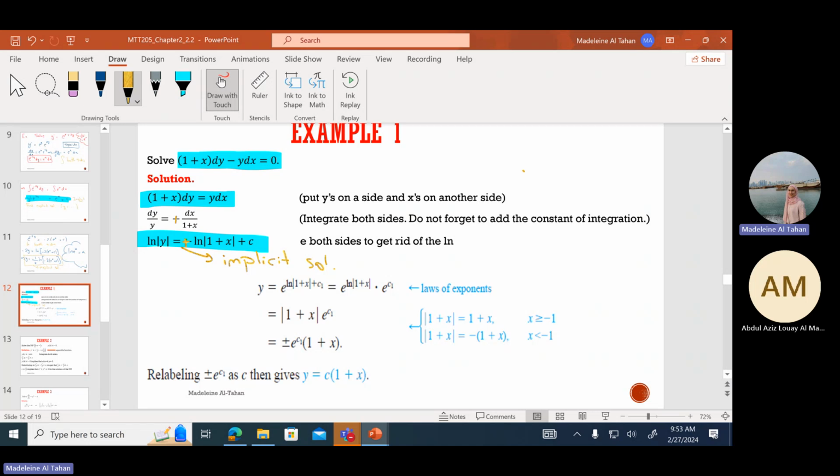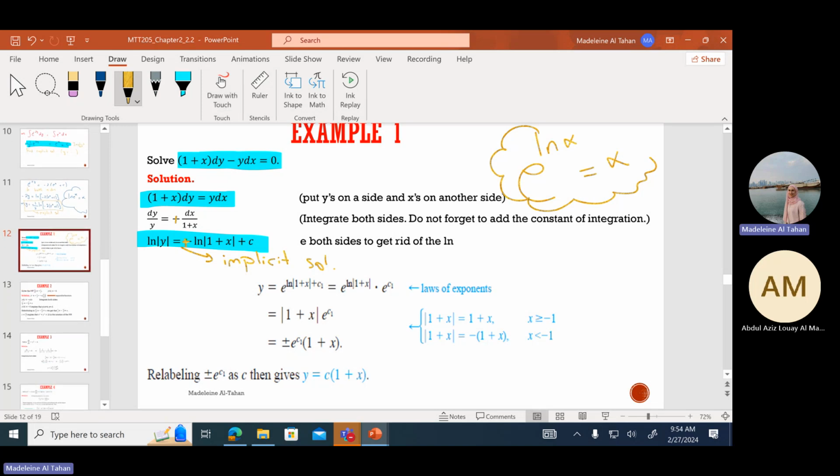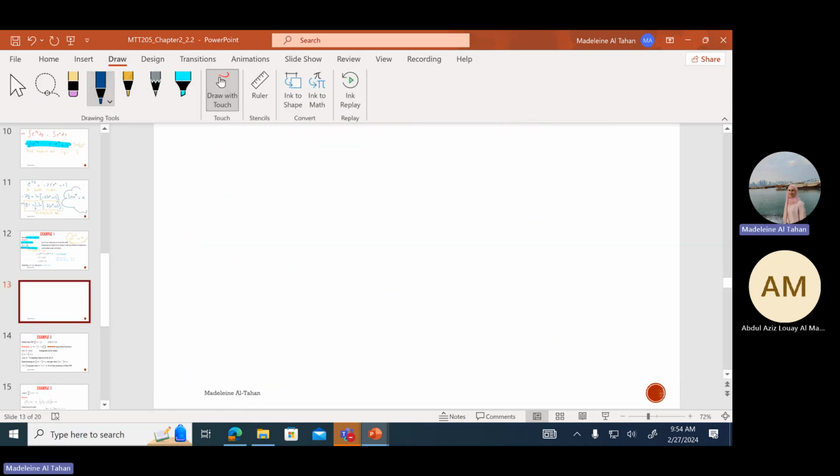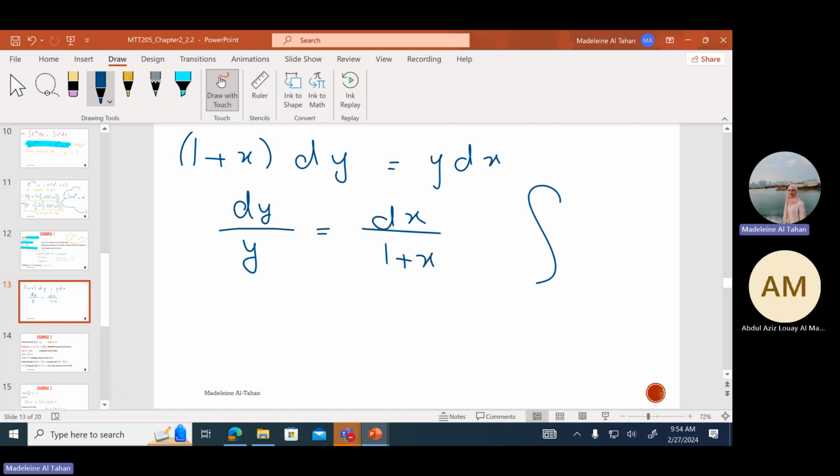How do we get rid of ln? e to the ln alpha is equal to what? To alpha, right? So what should we do here? e both sides. Yes, what's your question, Maria? Which part we did not do? Not this one. 1 plus x dy equals y dx. We have this one, okay? Just the minus sent to the other side. Now collect the y's together. dy over y is equal to dx over 1 plus x.